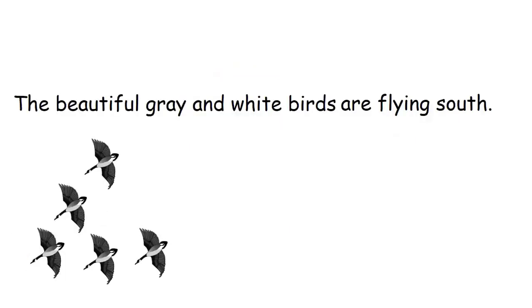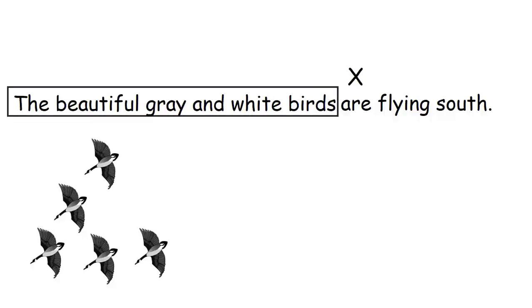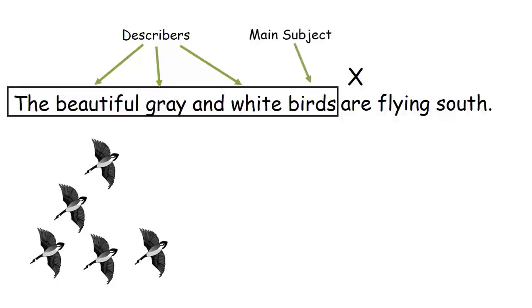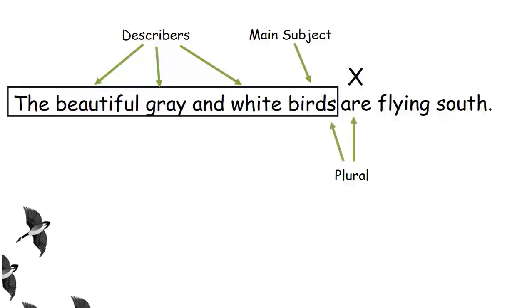The beautiful gray and white birds are flying south. What is the X word? Right. So the subject is the beautiful gray and white birds. Often, subjects have describers like beautiful, gray, and white. The main subject is the thing that the describers are describing. It's the main subject that has to agree with the X word and verb. In this sentence, the subject is plural, so the X word is are, not is.